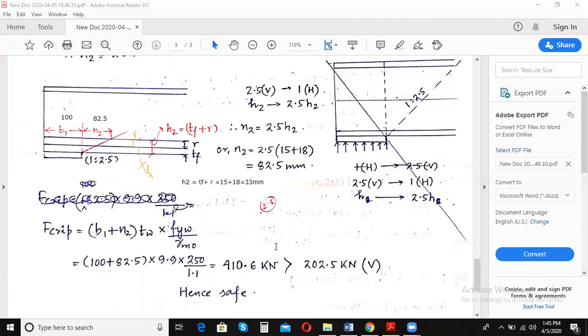So this is the critical stress beyond which web crippling will take place. Now you have to compare the value of this critical stress with the applied factored shear. The applied factored shear value is far less than the critical stress of this beam for crippling. So hence the section which we have chosen is safe against crippling as well as against buckling.